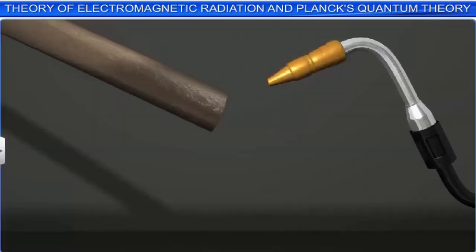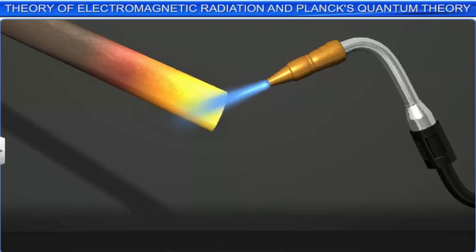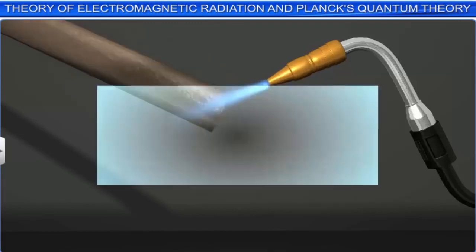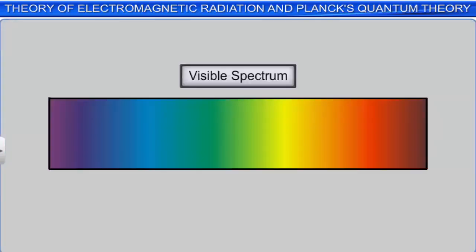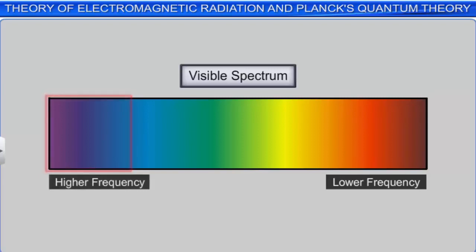For example, when an iron rod is heated, at first it turns red. As the temperature is further increased, it becomes yellow, then white, and finally turns blue. This actually shows that the radiation is emitted in the order of increasing frequency, red light being of lower frequency and blue light being of higher frequency of the visible region.